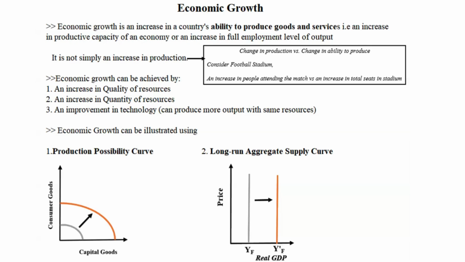If you were to have a movement from within the production possibility curve to on the production possibility curve, then that's not economic growth, that's just an increase in production. Economic growth would be when the production possibility curve shifts outward, as in the figure here.